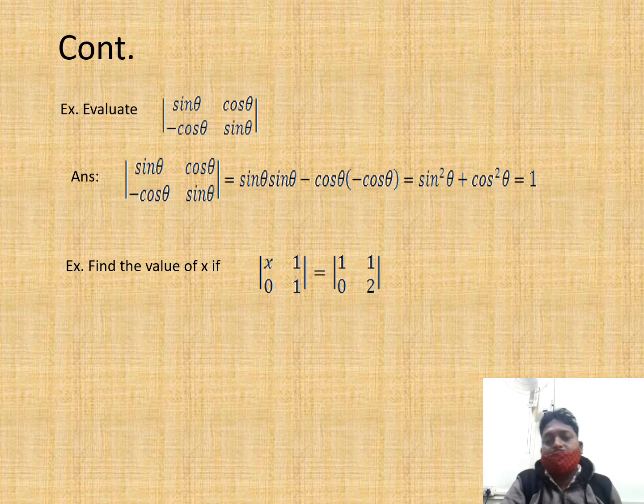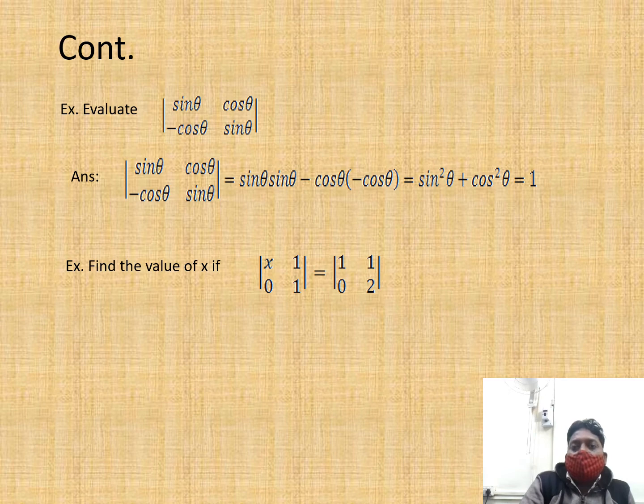Here, find the value of x if the determinant of x, 1, 0, 1 is equal to the determinant of 1, 1, 0, 2. One can find the left determinant, equate it to the right determinant, get that equation, and solve for x. Here it will be x into 1, x minus 0, is equal to 2 into 1, 2 minus 0. So x will be 2.